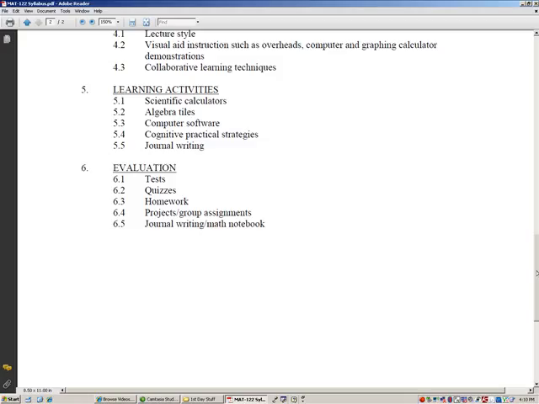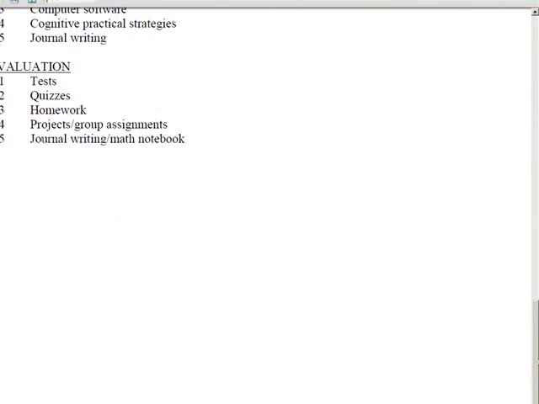Evaluations, tests, quizzes, homework, projects, groups, assignments. Again, I'm not going to be grading a journal writing, but I do encourage you to do a journal writing for your own benefit. All right, that is the syllabus.